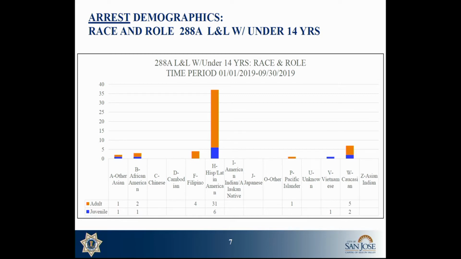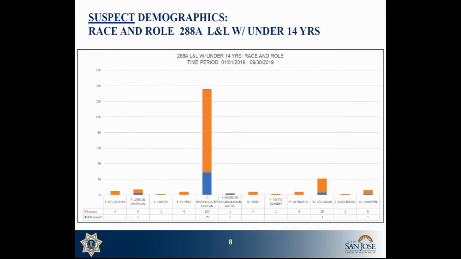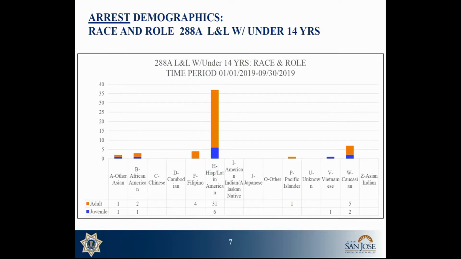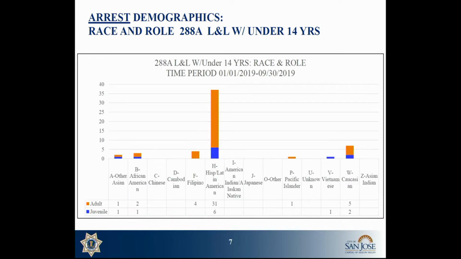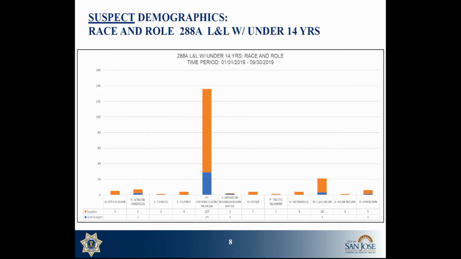And in response, we've added this slide here that talks about suspect demographics. It's the same configuration where we're using orange to show you who the adults are and blue to show you who the juveniles are, and then doing a racial breakdown for child molest victims who are 14 years and under. I'm just going to flip back and forth here a couple times between these two, and you'll see that the racial makeup and the juvenile adult breakdowns are tracking. Suspect and arrestee are roughly similar.